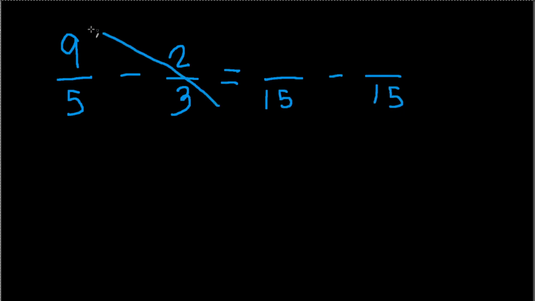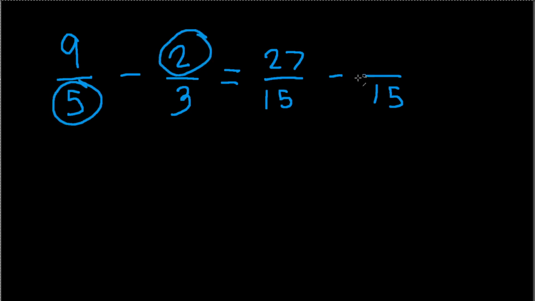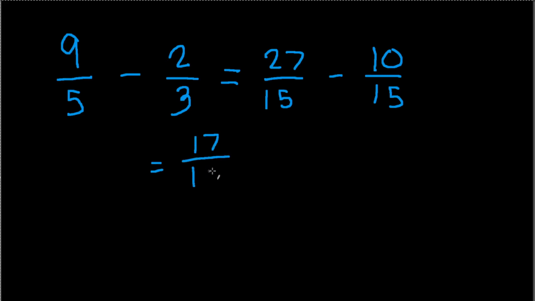And then, cross multiplication. 9 times 3 is 27. And then, 5 times 2. 5 times 2 is simply 10. And then, subtract na. 27 minus 10 is equal to 17 over 15.